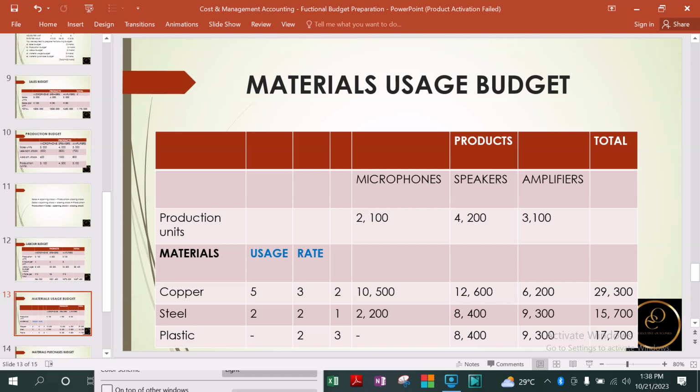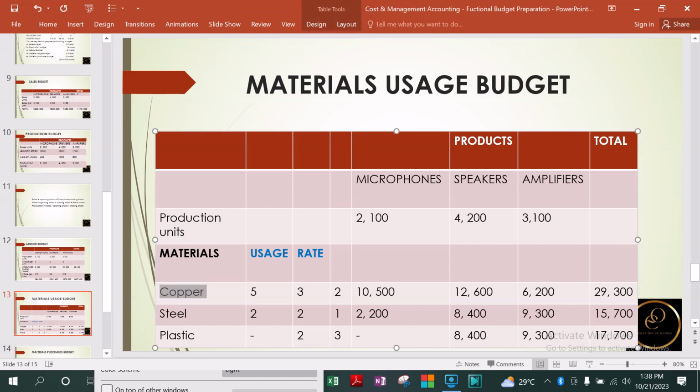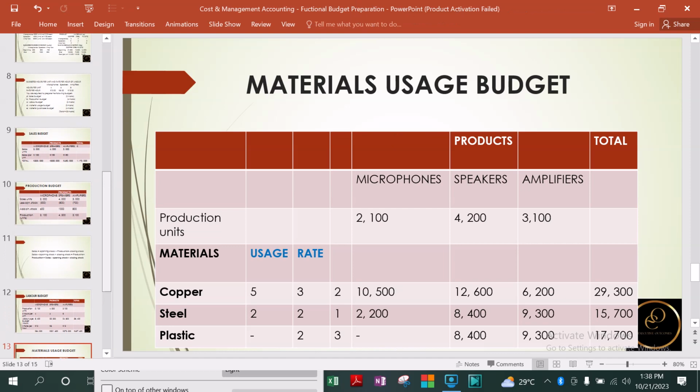So the raw materials are three. There is copper, there is steel, and there is also plastic. Now, we want to know, to produce these quantities, how many units of each of these raw materials will be applied to produce 1 unit of microphone, speakers, and amplifiers. So we go back to the question data.